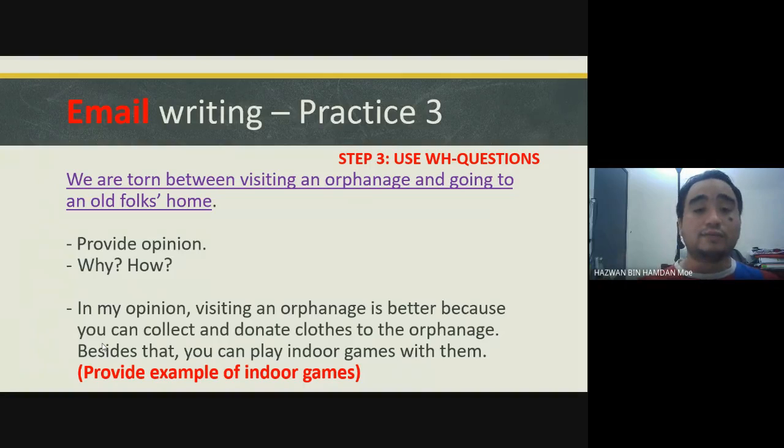Ingat tadi saya kata you have to provide examples. So give some examples. What kind of indoor games can you play with the kids at the orphanage? Games like chess, and so on. So explain to the reader what kind of games you are going to play with the orphanage. Okay, next.